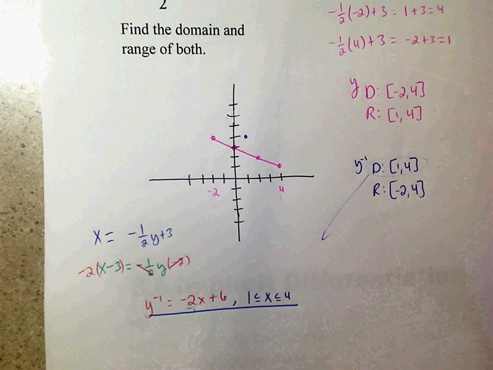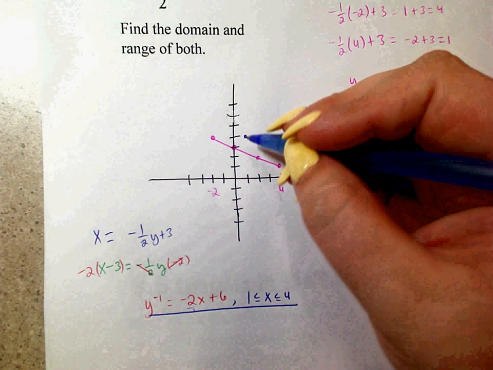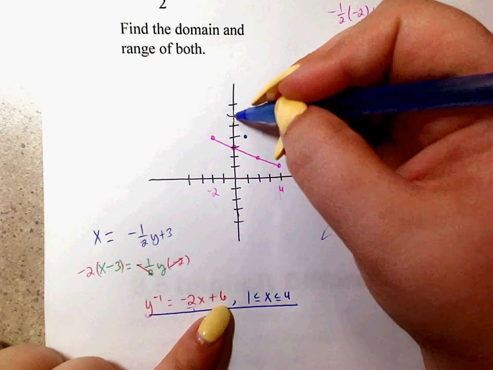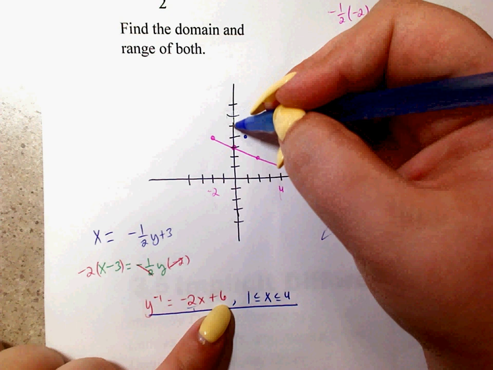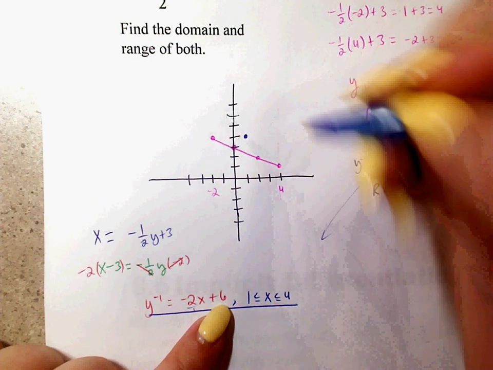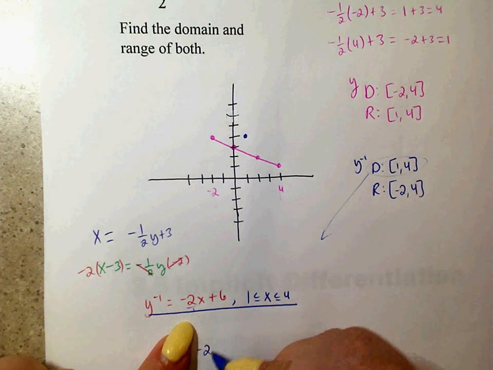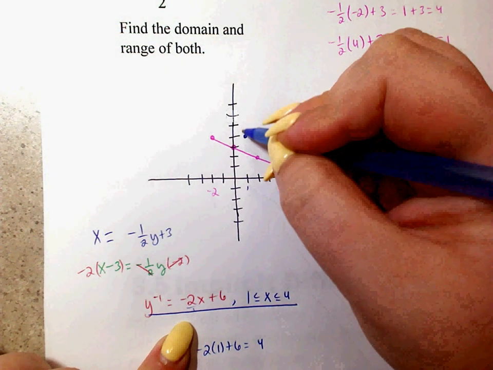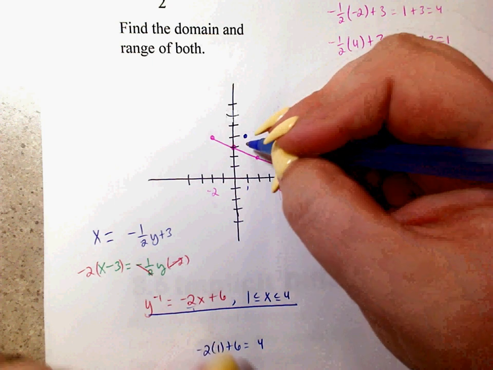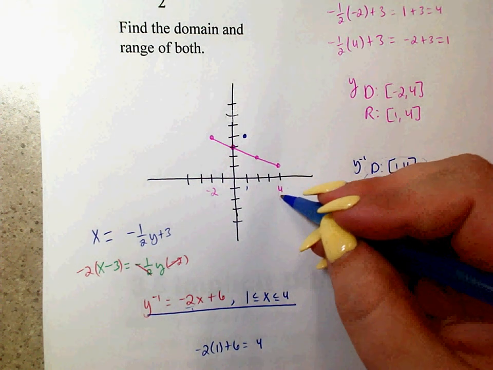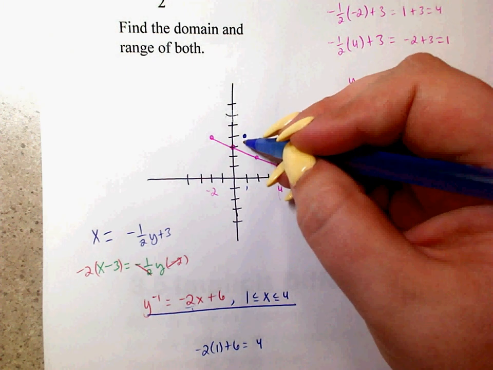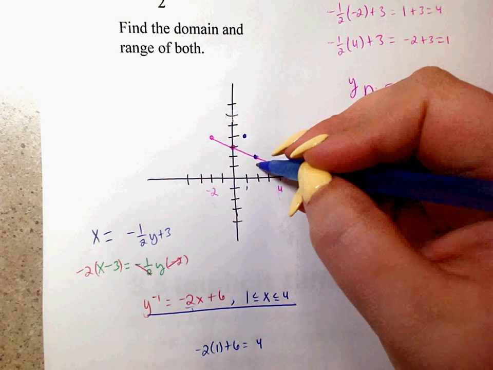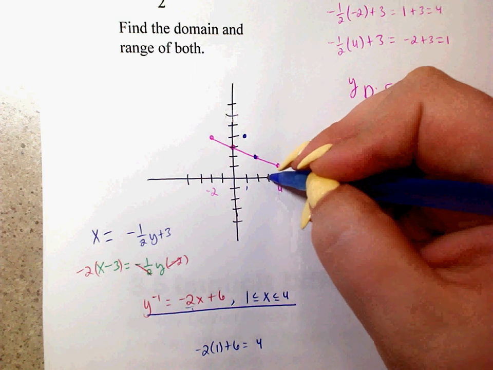So I know that the y-intercept is 6 if I were to sketch it that way, but I'm just going to use that as a guide, and I know I need to go down 2 and over 1. This is my starting point, which I can figure out by plugging in 1. Negative 2 times 1 plus 6 is 4. So at 1, I should be up at 4, and I am. And then I'm going to go down until I reach x equals 4. I'm going to keep graphing. So down 2 and over 1, down 2 and over 1, down 2 and over 1.